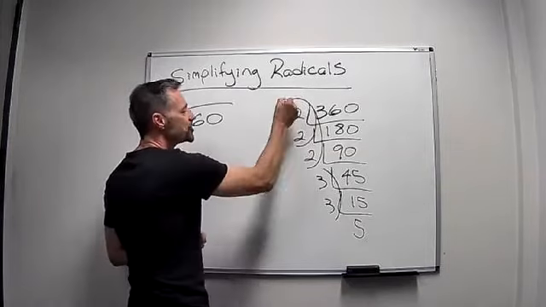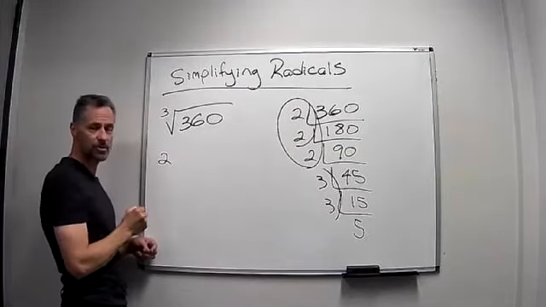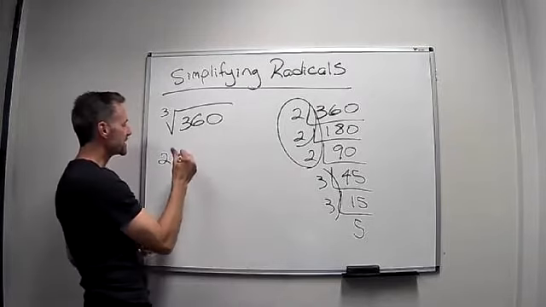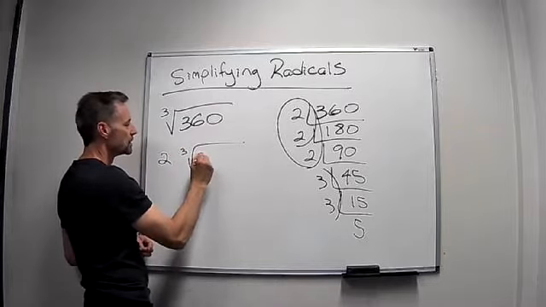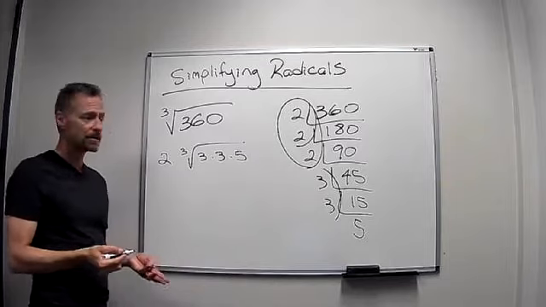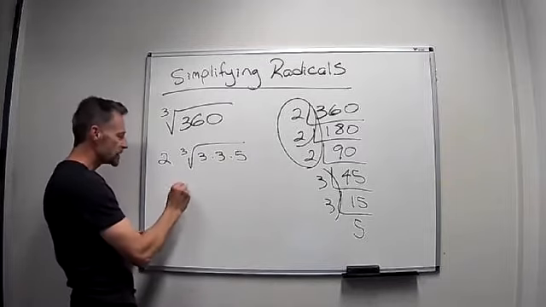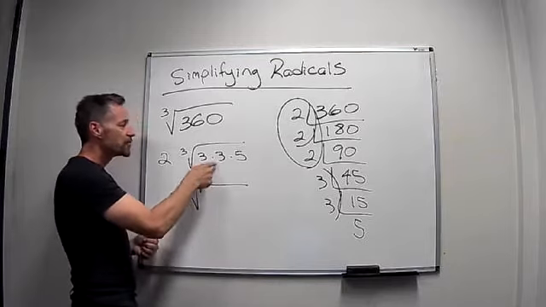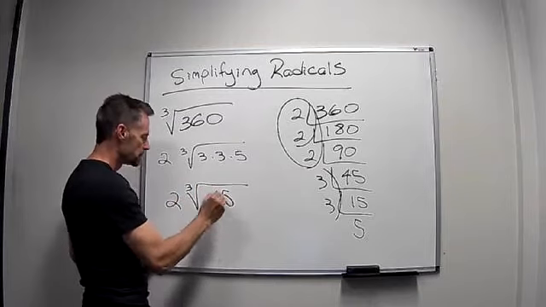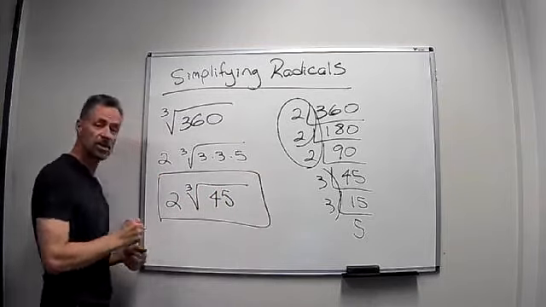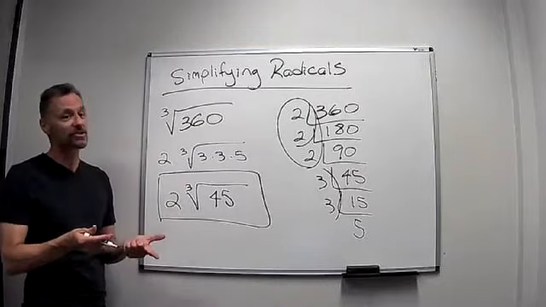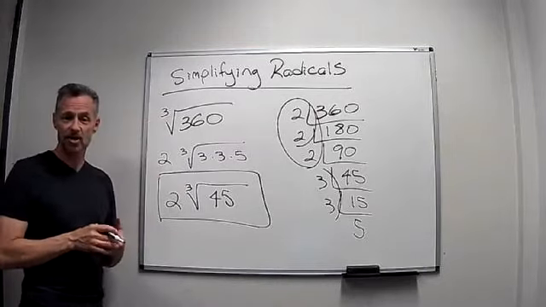Oh, I have 3 2's, so those all come out as a 2. I don't have 3 3's or 3 5's. Those all have to stay inside. And so that's what I have. And so the 2 on the outside is a 2. It's the cubed root of 3 times 3 times 5, 45. And that's fully simplified cubed root. Don't forget to put the cubed root there, or else it's a square root, which isn't true. If it starts as a cubed root, it's going to stay a cubed root.